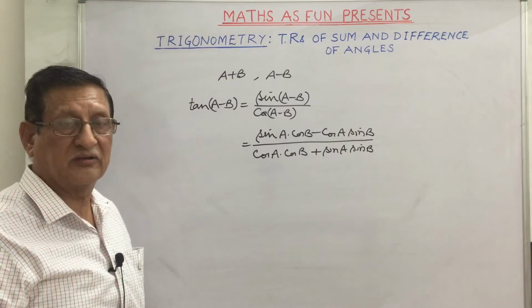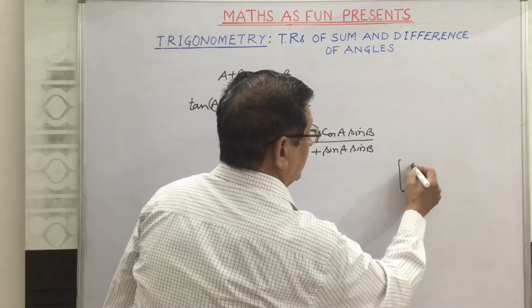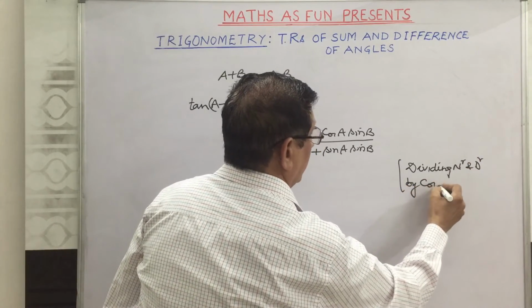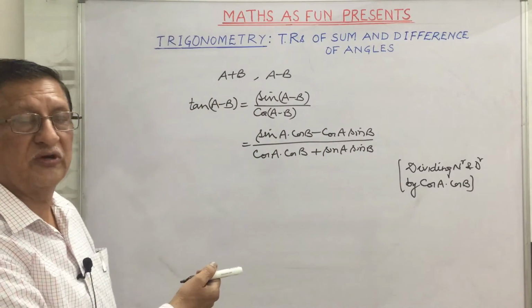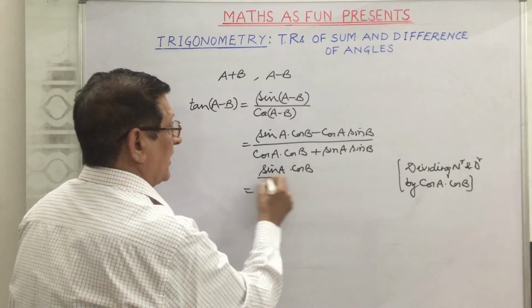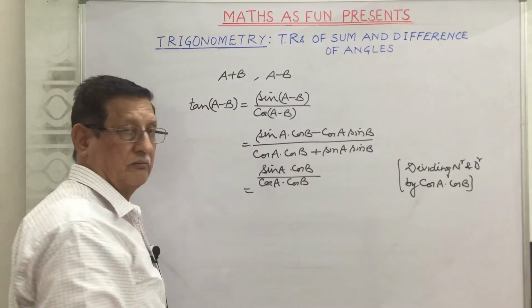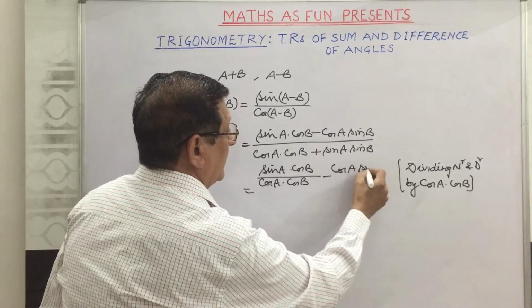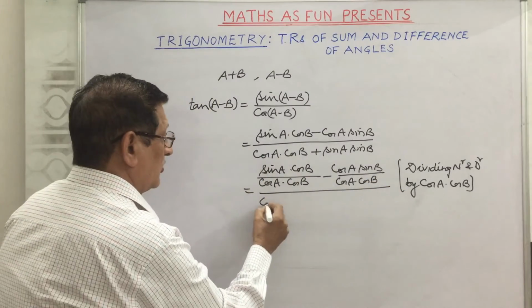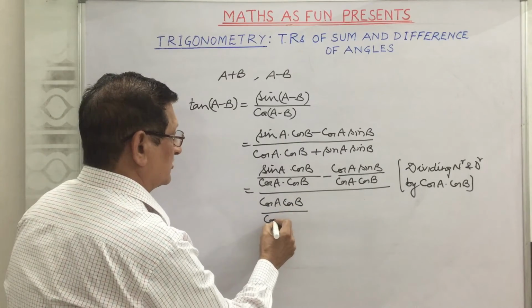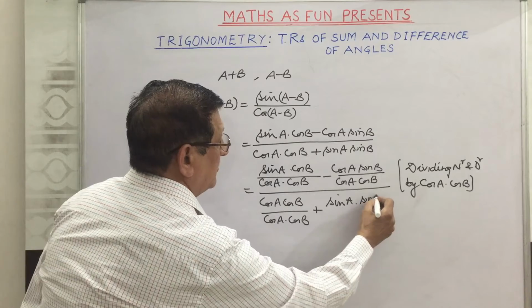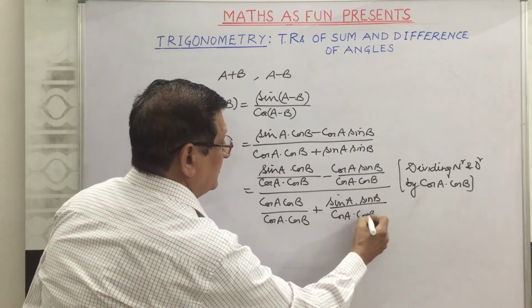And the same thing we do here as we have done in the previous one, that is we will divide numerator and denominator by cos A into cos B. The reason I have already told you why we are dividing by cos A and cos B. So this becomes sin A into cos B upon cos A into cos B minus cos A into sin B upon cos A into cos B, and the denominator will be cos A into cos B upon cos A into cos B plus sin A into sin B upon cos A into cos B.